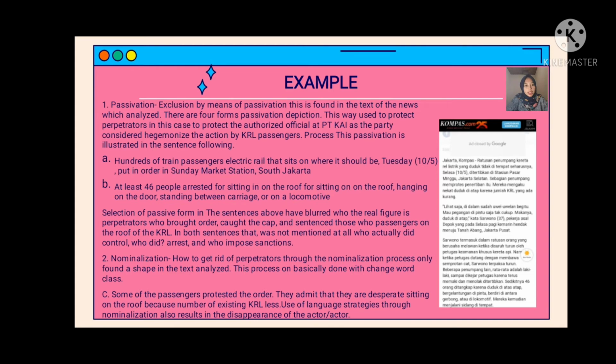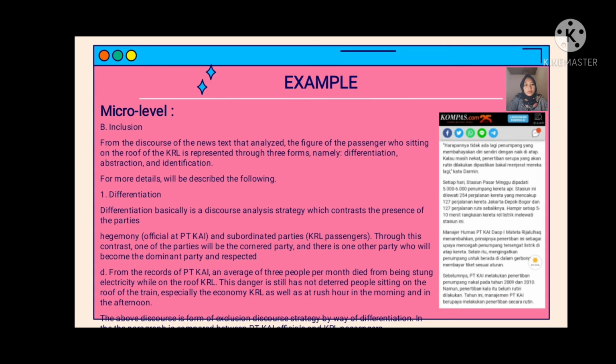And then the next will be inclusion. From the discourse of the news text that was analyzed, the figure of the passenger who is sitting on the roof of the KRL is represented through three forms, namely differentiation, abstraction, and identification. So for more details, it will be described.